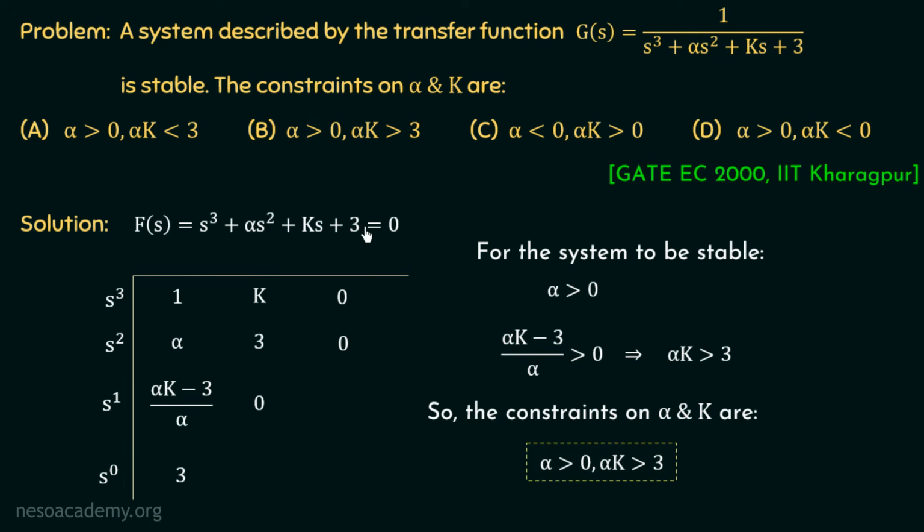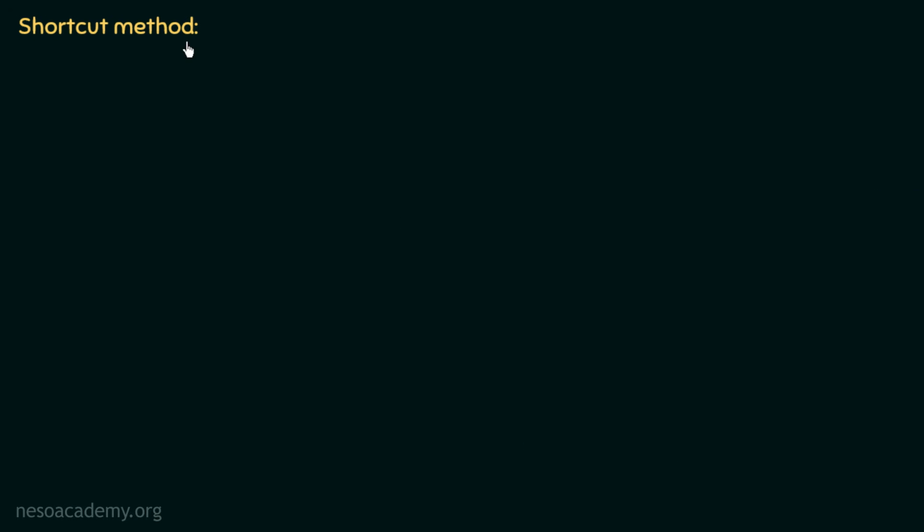There is one more shortcut method which is applicable to a third order characteristic equation. And if we apply that shortcut method, we can solve this problem in seconds. So let us now move on to discuss the shortcut method to this. The characteristic equation in this problem is s cube plus alpha s squared plus ks plus 3 equal to 0. We can see that this is a third order characteristic equation, or we can say a cubic characteristic equation.